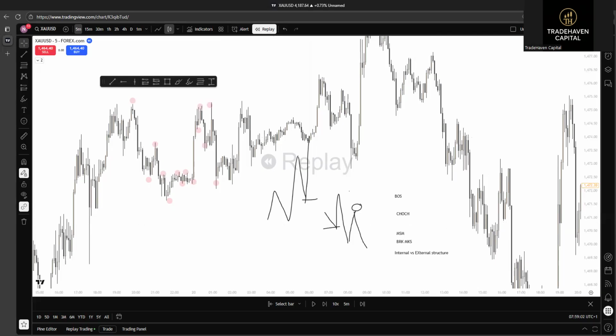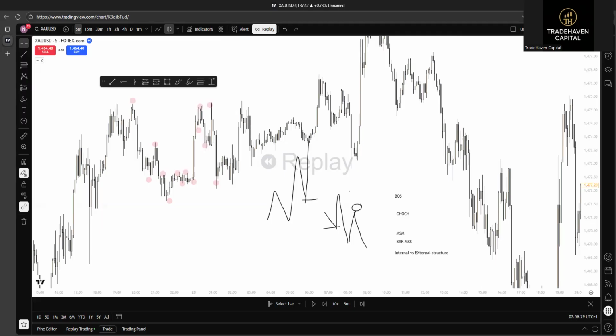And then the question becomes, which one is real, which one defines the trend, which one tells you direction? And this is exactly where traders start disagreeing. Two traders can look at the same chart and mark completely different structures.